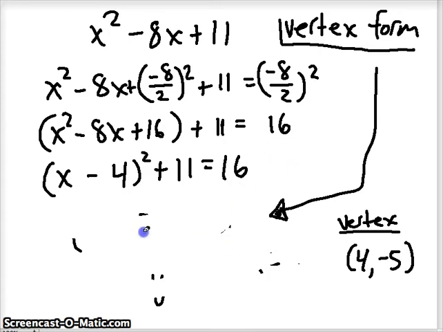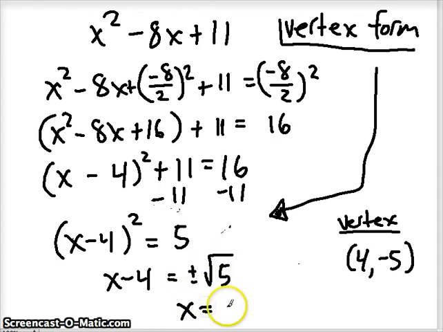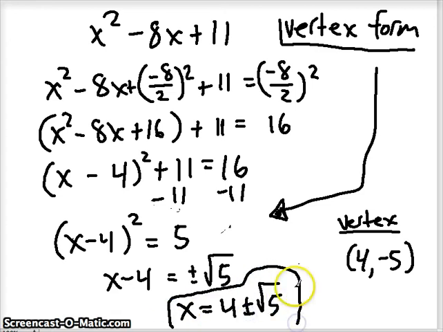Okay, this is kind of our crossroads right here. After you've completed the square, you can do what we just did to find the vertex and graph it, or find the x-intercepts. Subtract 11, do what we were doing before, and solve for x. So here we get 5, take the square root of both sides, we get plus or minus the square root of 5, and just add 4 to both sides. And there's our x-intercepts, or the solution to the quadratic.